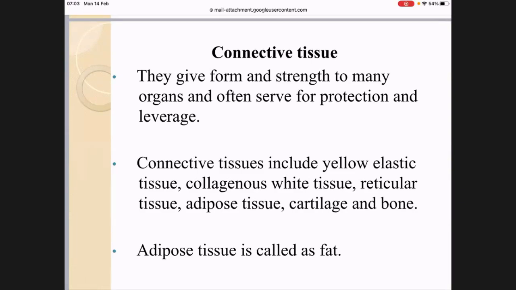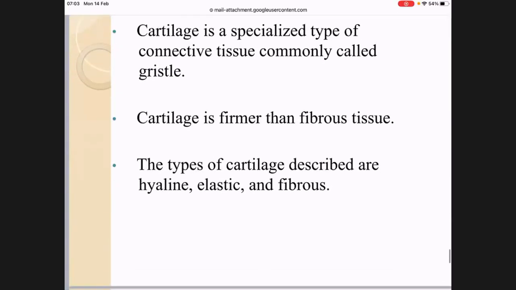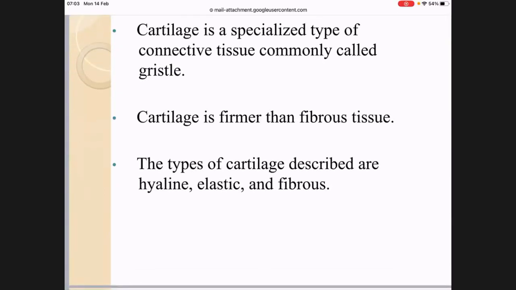So adipose tissue is usually called fat, but in anatomy we don't say fat here. We say adipose tissue. Okay. Cartilage is a specialized type of connective tissue.